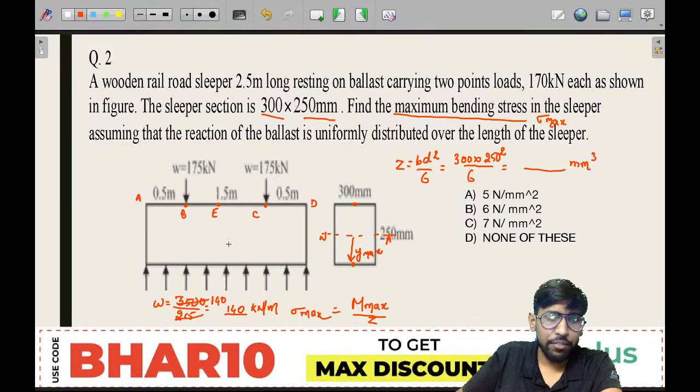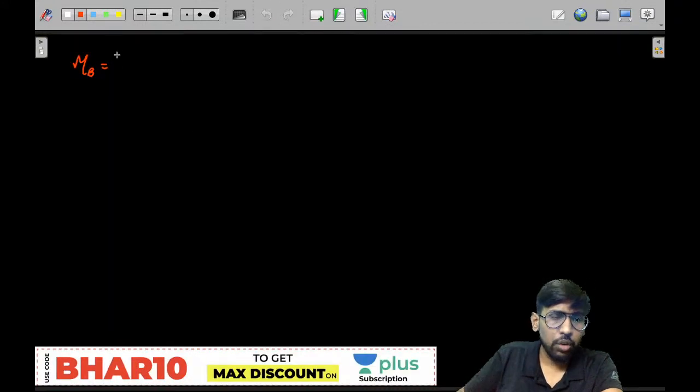140 into 0.5. That is what you are going to write. 140 into 0.5 is the total load, and the lever arm is 0.5 by 2.